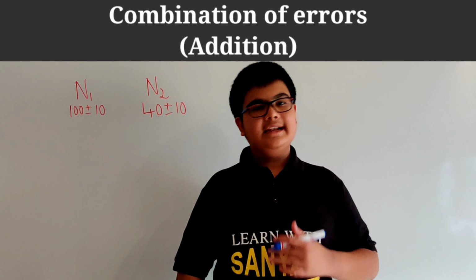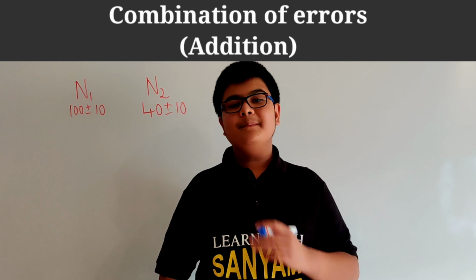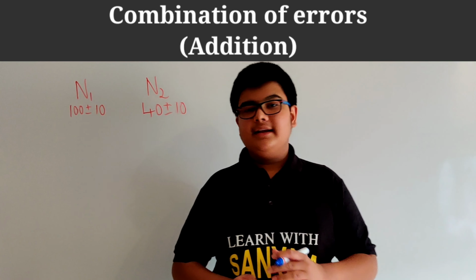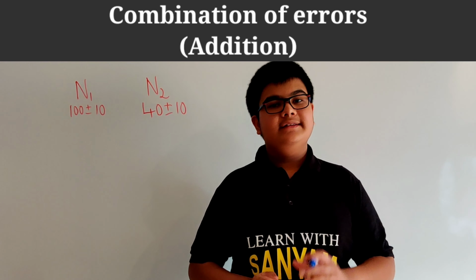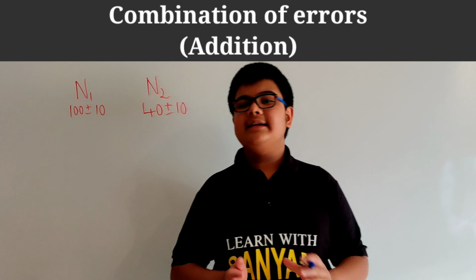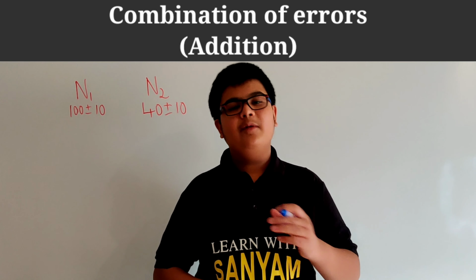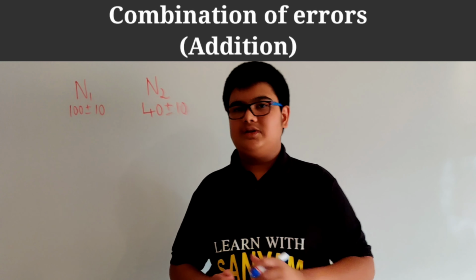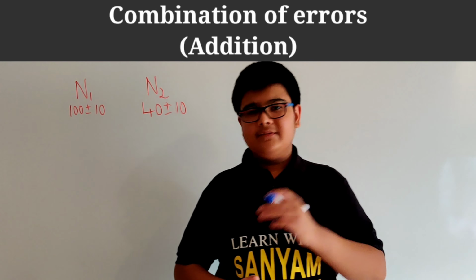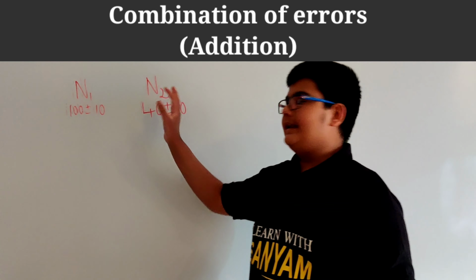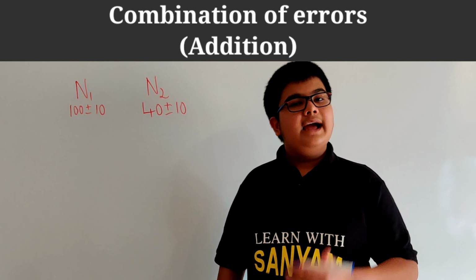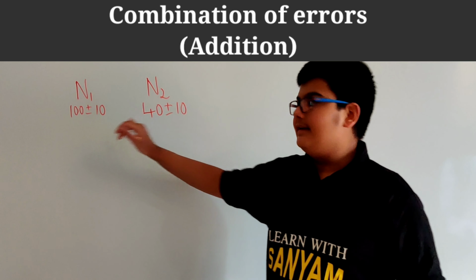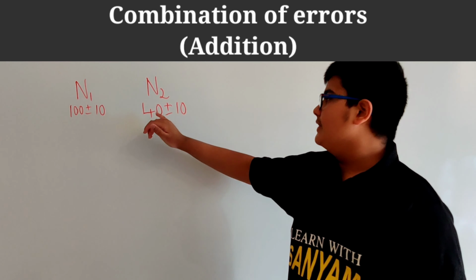Now let's discuss another very important topic, that is combination of errors. So now the question arises that if we have an error in a value, and we add it, subtract it, multiply it or do some operation on it, then what will be the amount of error in the new value? So consider that we have two numbers n1 and n2 and we add them. n1 is 100 plus minus 10 and n2 is 40 plus minus 10.